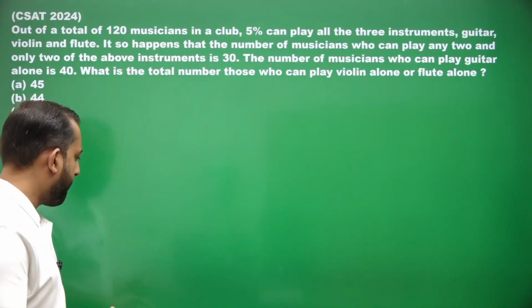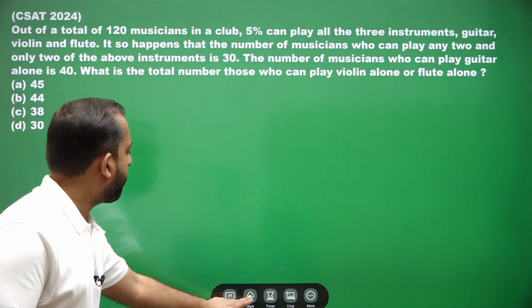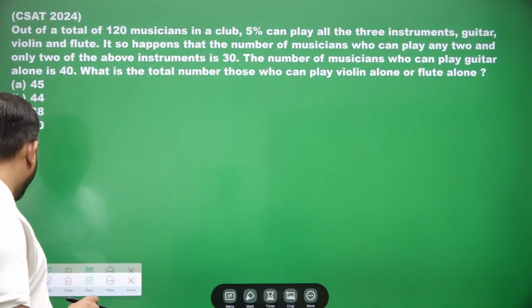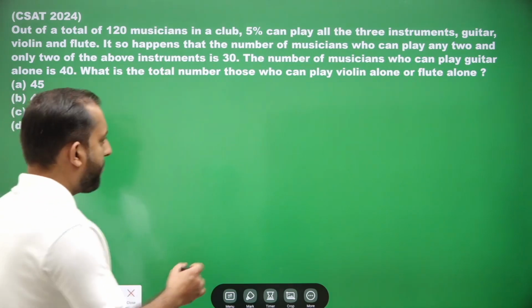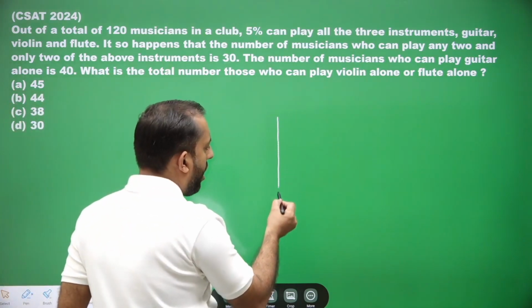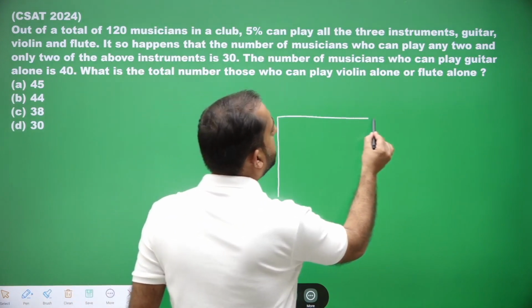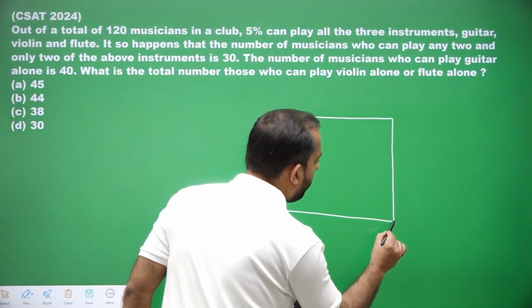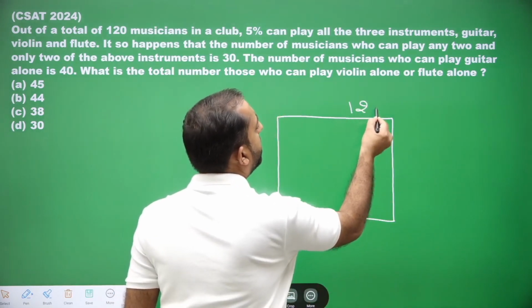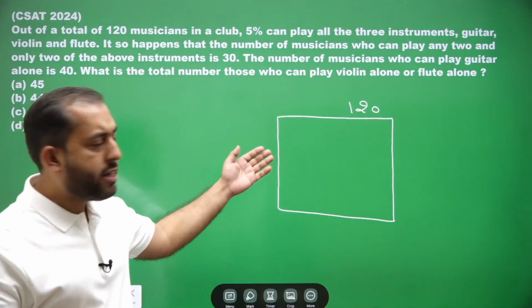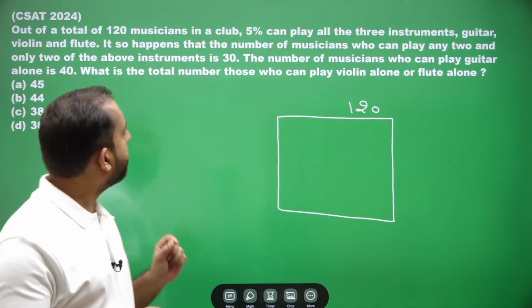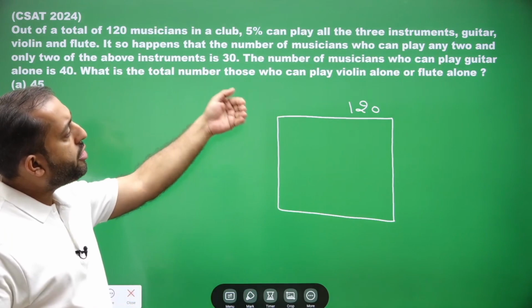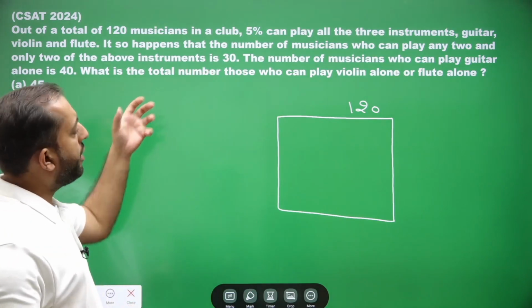Yes, this case. It says, out of 120 musicians in a club. So how many members do we have? 120 members, which means the value of totality over here is 120. Totality is represented with the help of a square. Next, 5% can play all the 3 instruments: guitar, violin and flute.